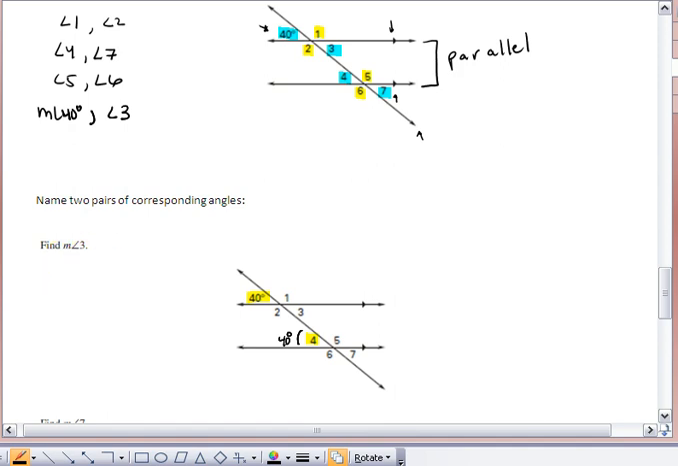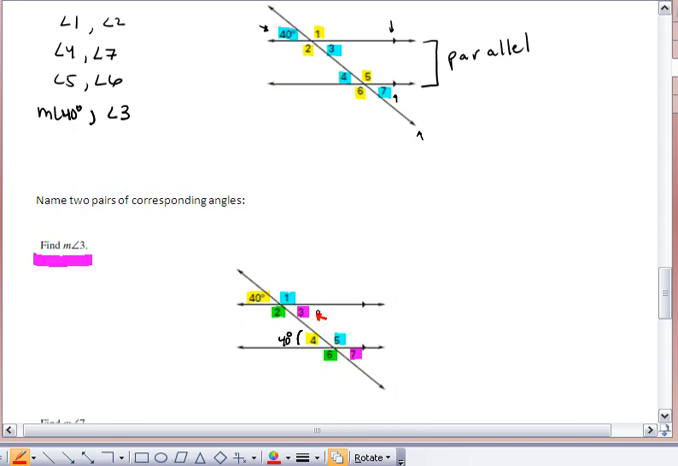Okay, let's find some other corresponding angles. Angle 1 and angle 5 correspond. Angle 2 and angle 6 correspond. And angle 3 and angle 7 correspond. Now it's asking us the question, find the measure of angle 3. Well, angle 3 is right here.